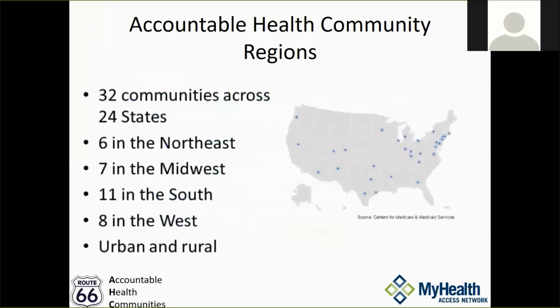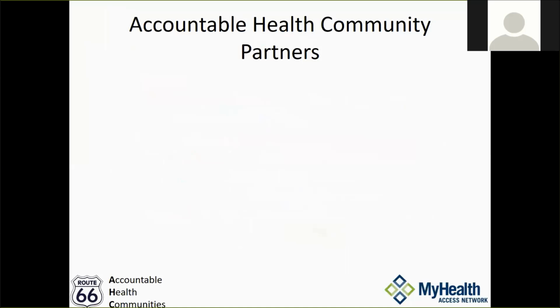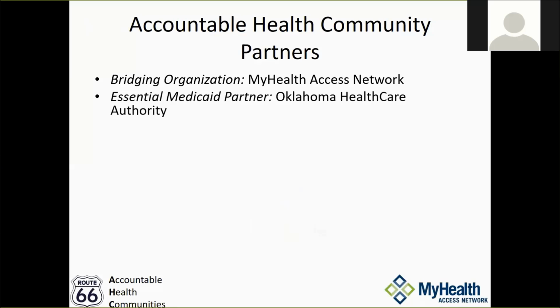Now, the Accountable Health Communities program, you can see here for other regions that are participating across the country, 32 communities total, and both urban and rural projects are in the mix. So they're important partners in this effort. You might think about, with regards to your community, to see if you have someone playing these roles. There's the bridging organization to connect and move the data, that's MyHealth. The essential Medicaid partner, obviously our Medicaid agency.